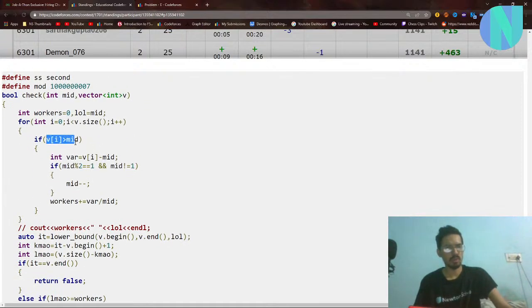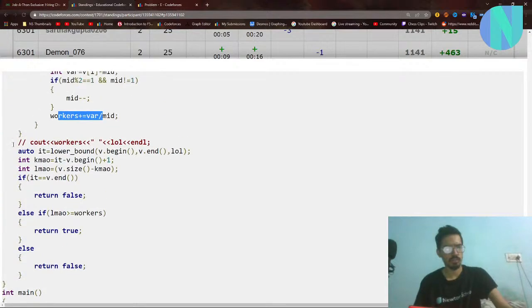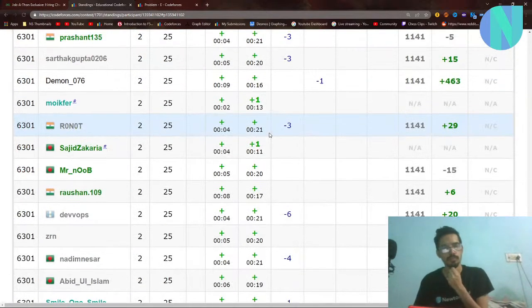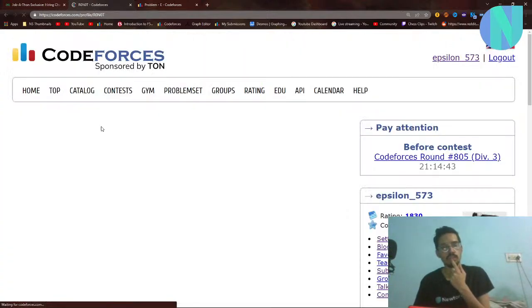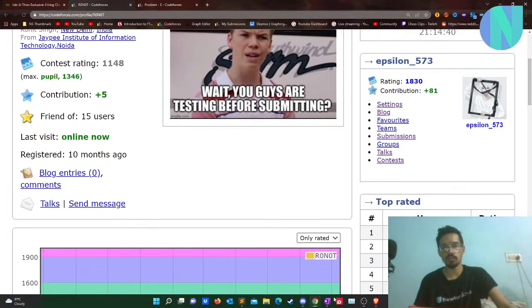Yeah, you are doing something like for every you are doing this. I don't think it is required. Is mid mod 2 equal to 1, mid not equal to 1, mid minus worker plus is equal to 1. Yeah, this is not required, this thing. You need to work on implementation a bit. But you were able to think about binary search, so I think you should be able to gain some rating. Keep at it and you will gain some rating, don't worry.